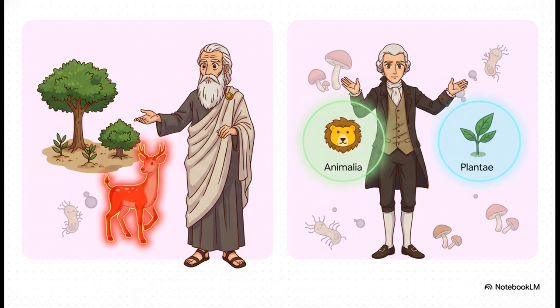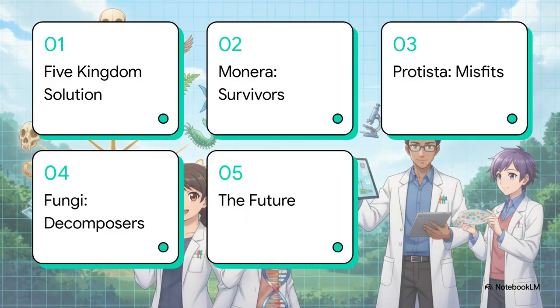But ultimately, these systems failed. Why? Because they couldn't cleanly handle microscopic misfits, they clumped together things with entirely different cellular structures, and they totally ignored complex organisms like fungi. They desperately needed an upgrade. So here is our map for today's explainer. We'll start with the five-kingdom solution, move on to Monera, the survivors, then Protista, the misfits, followed by fungi, the decomposers, and wrap up with the future of classification.